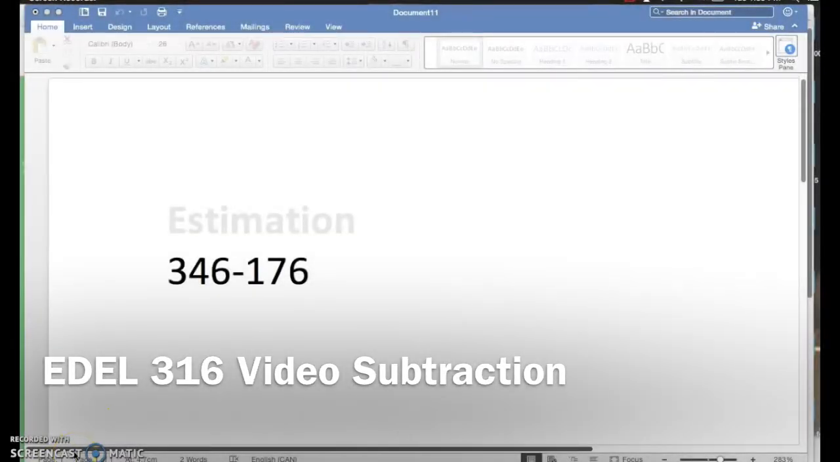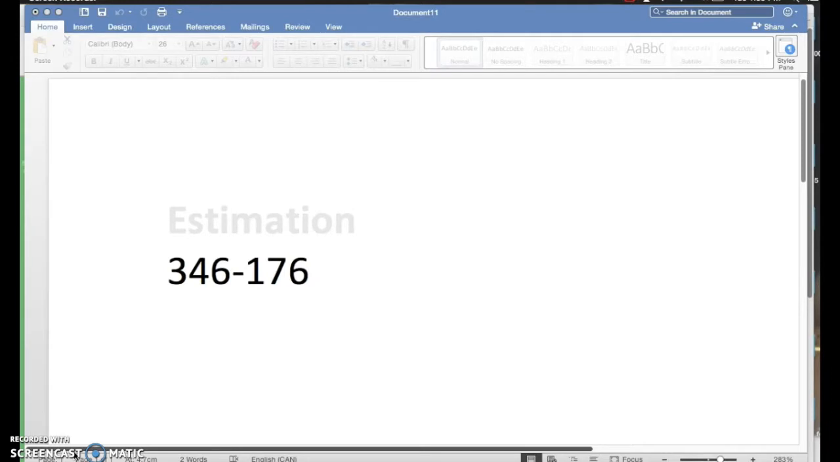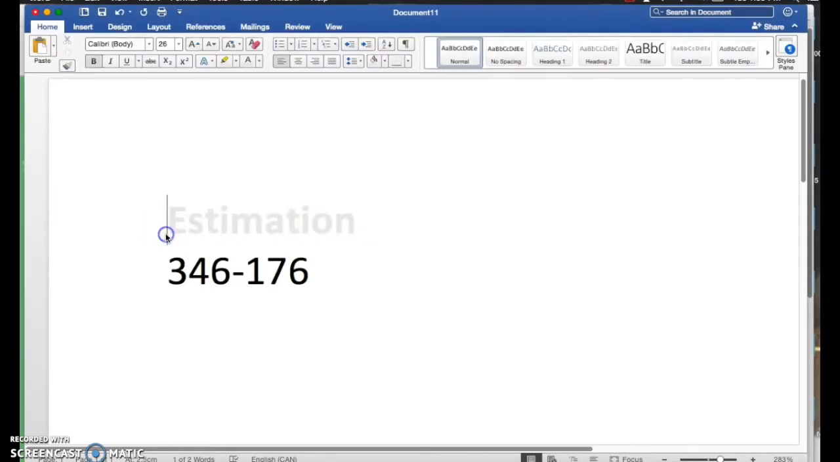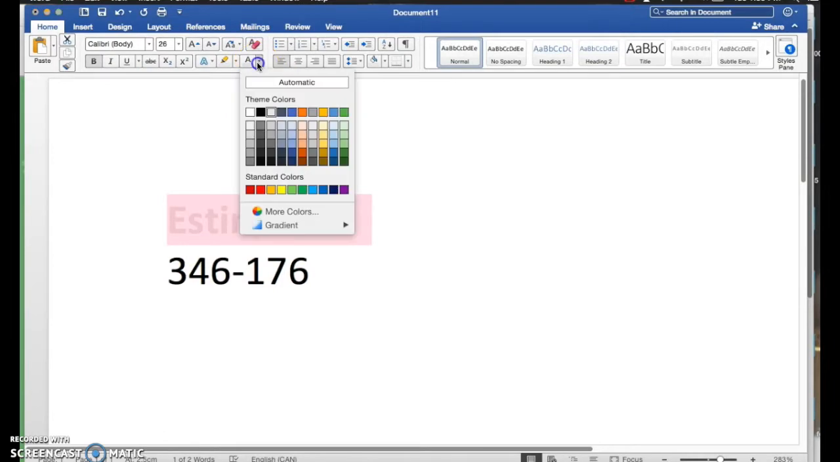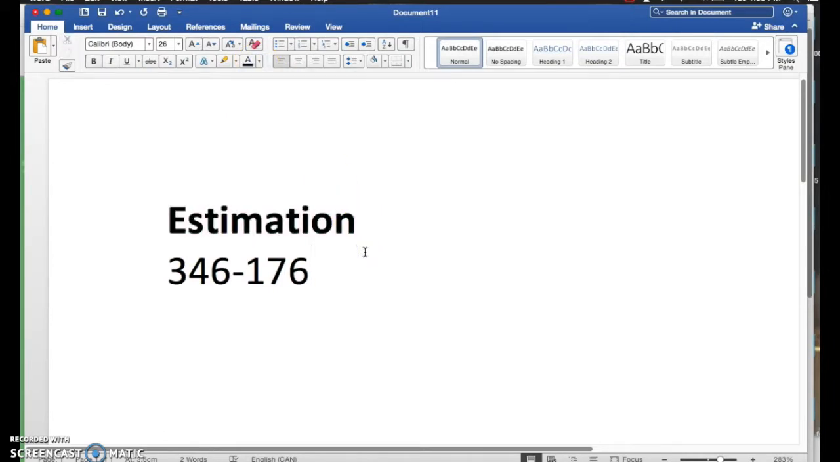Hello everyone. Today I will be modeling different strategies for the subtraction equation 346 subtract 176. I will start by doing an estimation of my equation. So we will start by estimating and rounding down to 350 minus 170. We do this just to make it a little bit easier with the numbers.